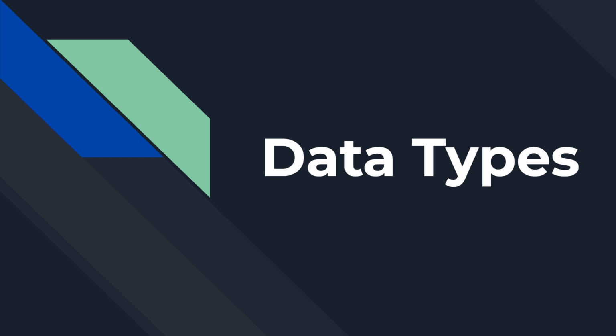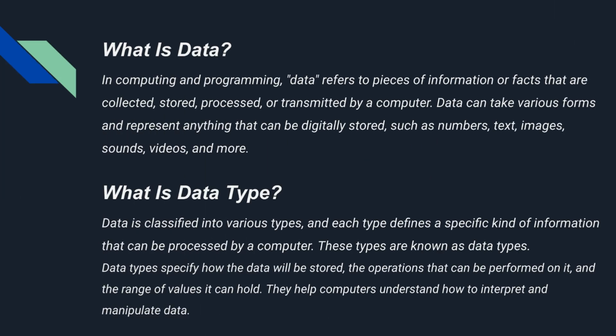So, let's get started. First, let's understand what is data. Data refers to any information that a computer can store, process, or transmit. For example, numbers like 10, 50, or -25. Text like a user's name, or even images, sounds, and videos. In programming, we classify this data, and this classification is what we call data types.